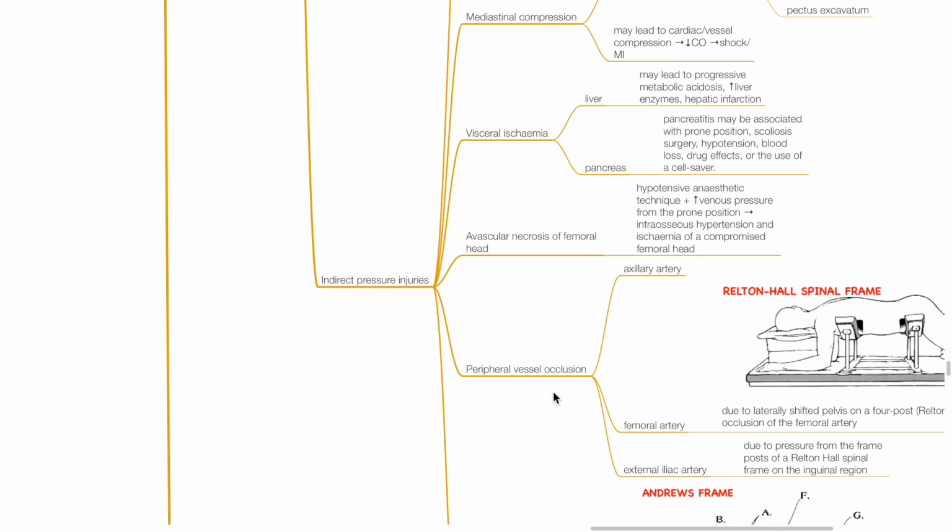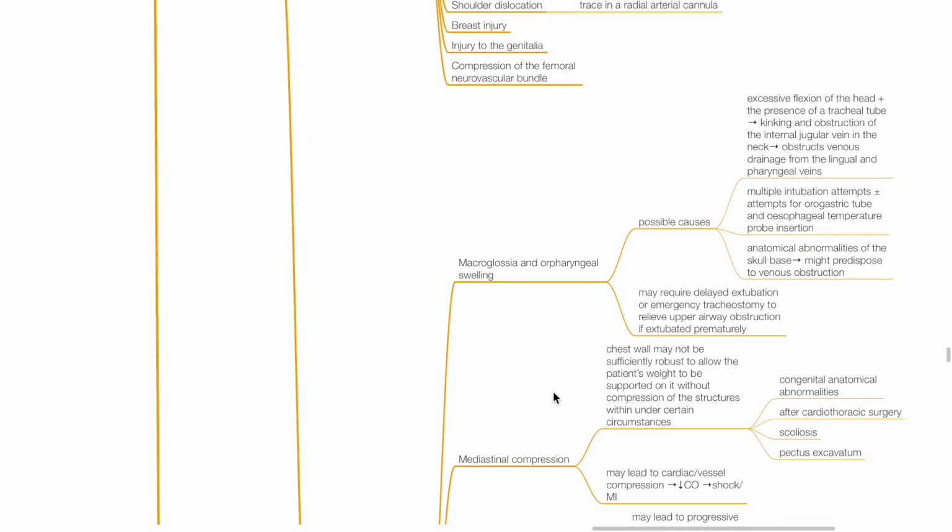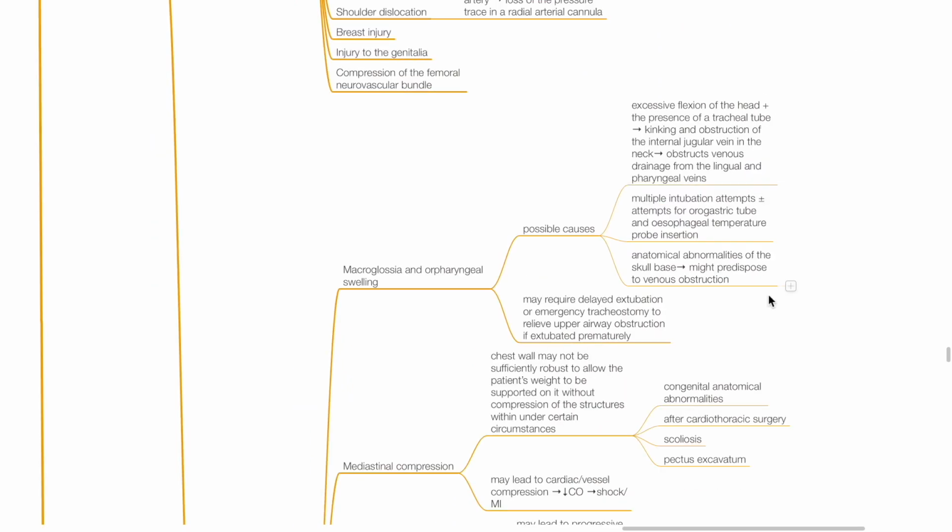Examples of indirect pressure injuries include macroglossia and oropharyngeal swelling. Possible causes: excessive flexion of the head with presence of a tracheal tube results in kinking and obstruction of the internal jugular vein in the neck. This obstructs venous drainage from the lingual and pharyngeal veins.